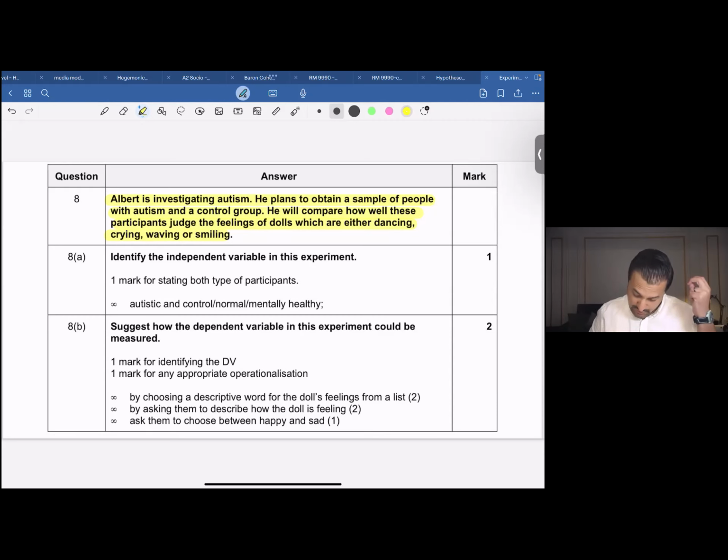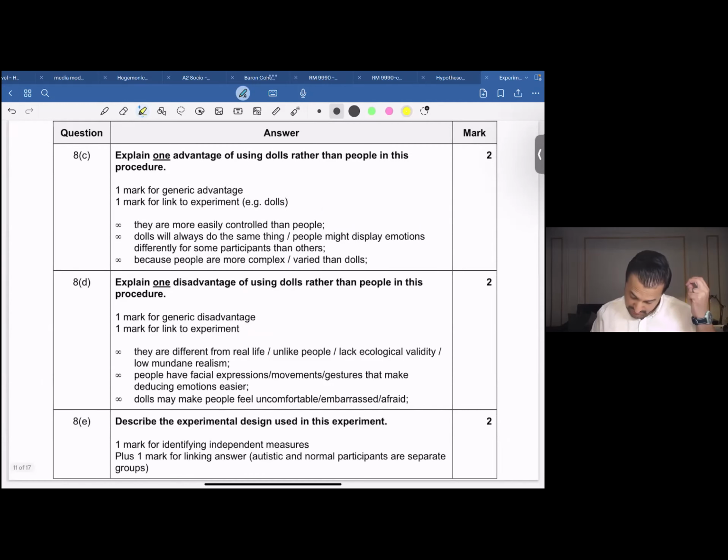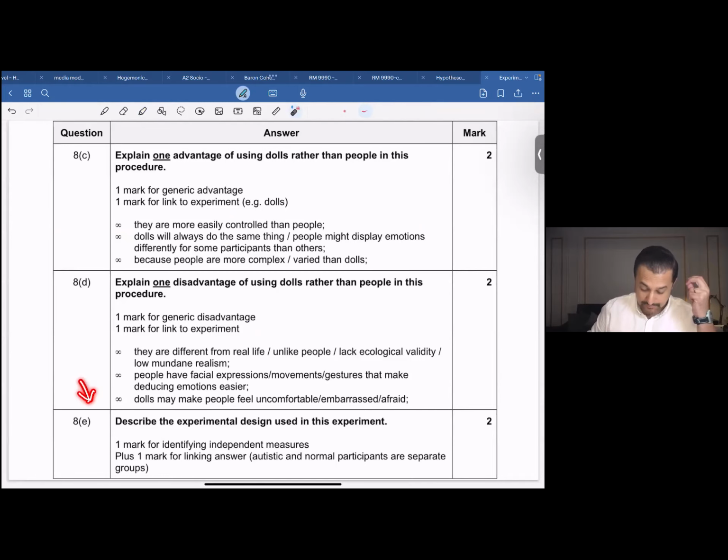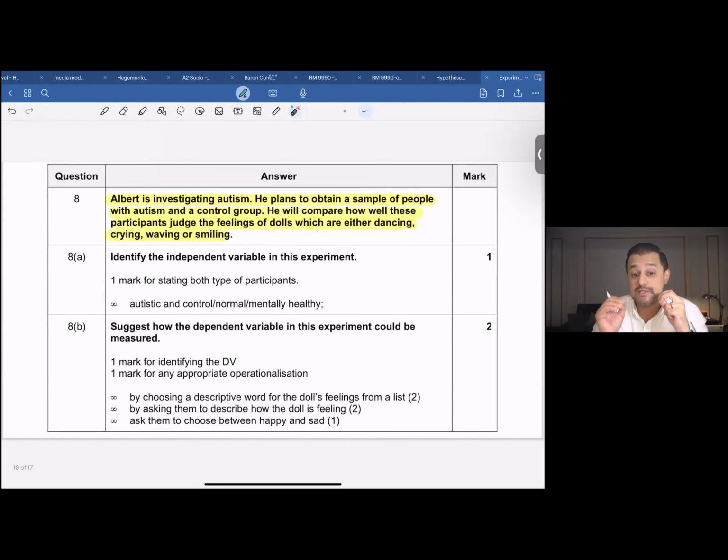So we have a question on experimental design. Now, Albert is investigating autism. He plans to obtain a sample of participants with autism and a control group. So there's a group that is autistic, and there's just another group that's a control group. He will compare how well these participants judge the feelings of dolls which are either dancing, crying, waving, or smiling. We're talking about two distinctively different groups over here, a group that is autistic and a control group.